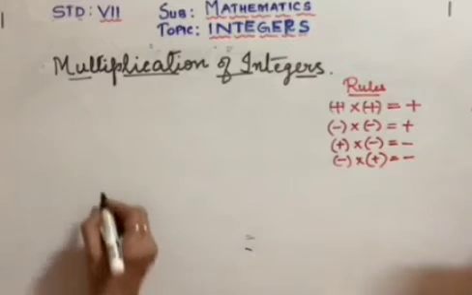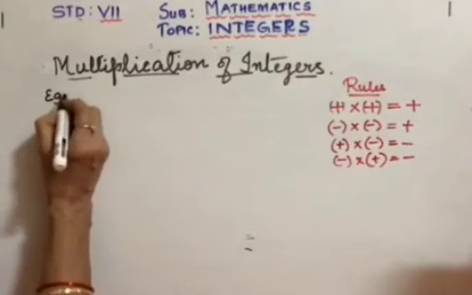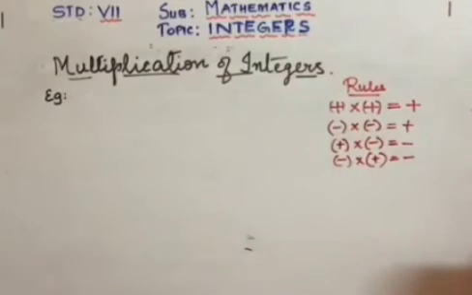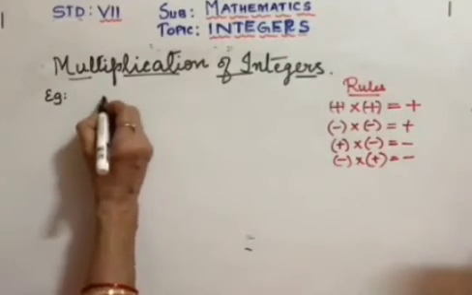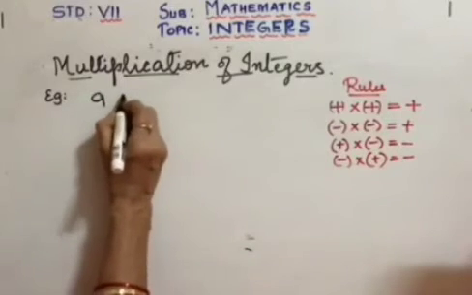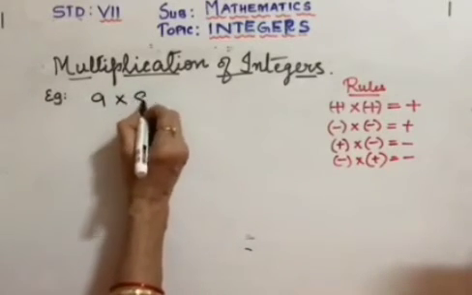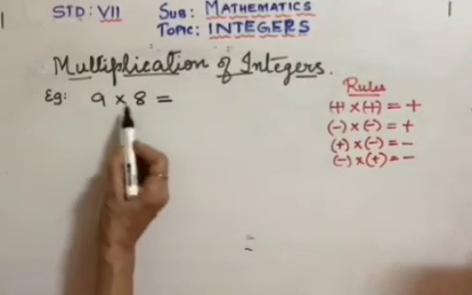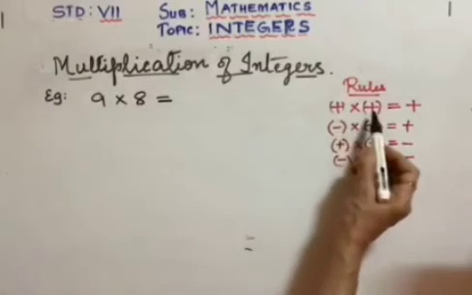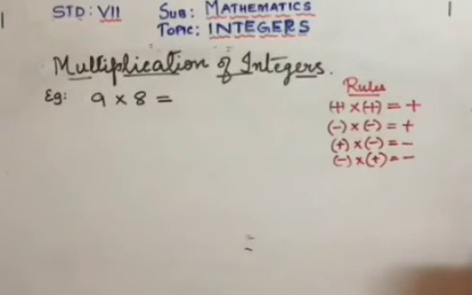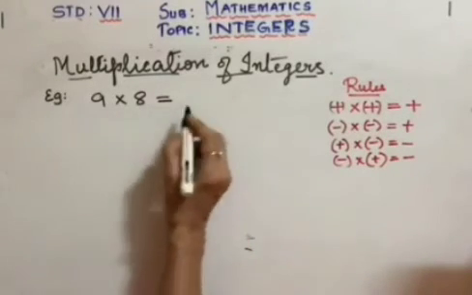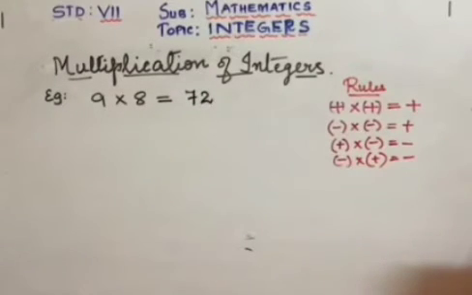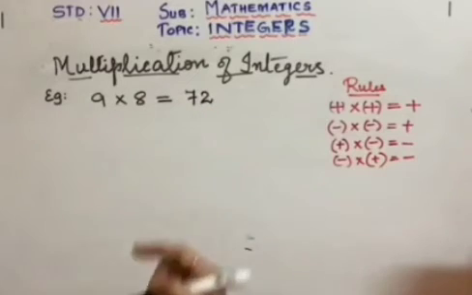Now, for examples, let's start in the same order. Let's go in the same order, children. Let me take the first example as, say, 9 into 8. Yes, children, both are positive. Positive into positive is positive, your regular multiplication. Okay, so 9 8s are 72. 72 is also positive, so the product is also positive.